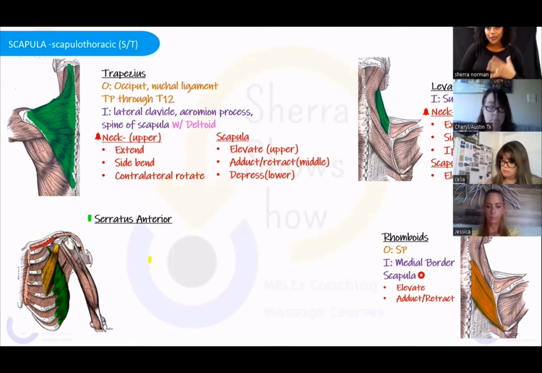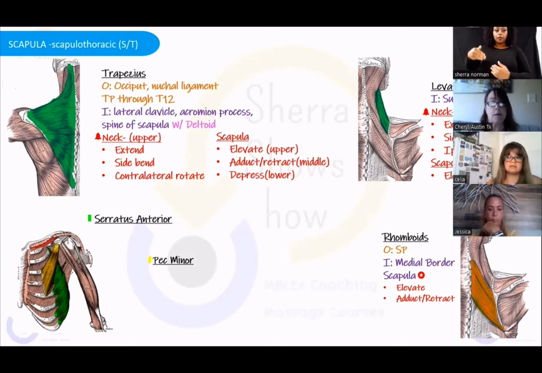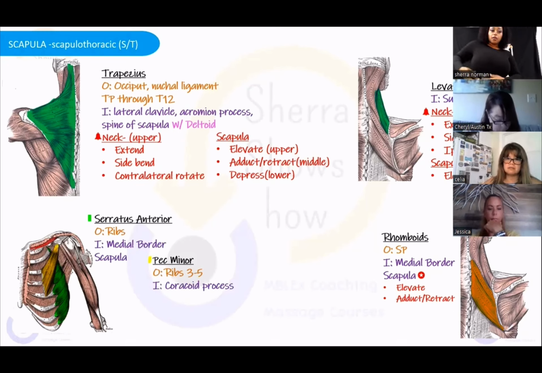On the other hand, we have our serratus anterior and pec minor. Okay. Green is our serratus anterior, our superhero muscles. Okay. Pec minor, right up in here, ribs 3 through 5 to the coracoid process. So again, they both attach to the ribs, so we can assume they help with breathing, but serratus anterior goes from the ribs to the medial border of the scapula, okay?